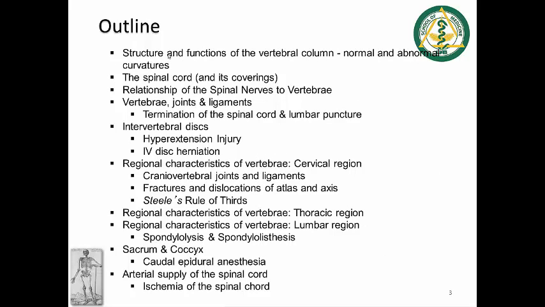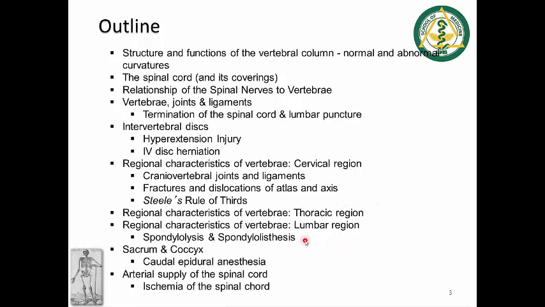We will first be dealing with the structure and functions of the vertebral column, head over to the spinal cord and its coverings, have a look at how the nerves relate to the individual vertebrae, study the ligaments in the joints. We're going to have a look at some of the intervertebral discs. We will see if there are differences in the regional characteristics of the different vertebrae. And as this is indeed the case, we will then study briefly the thoracic region, the lumbar region.